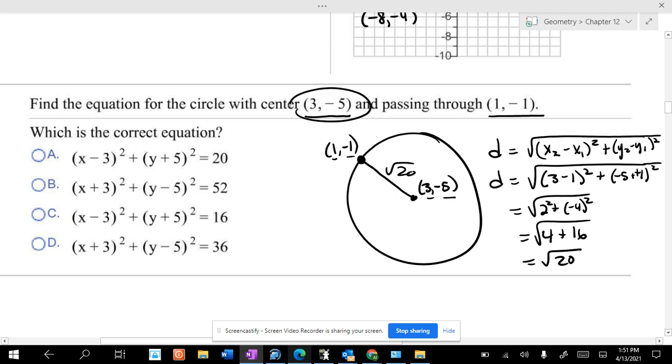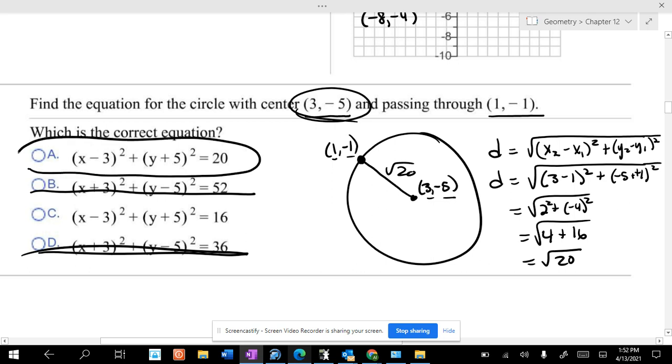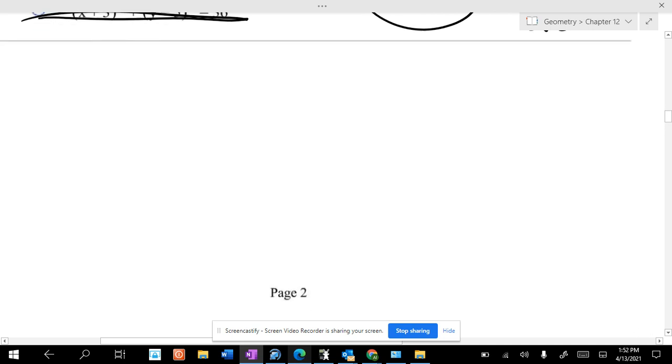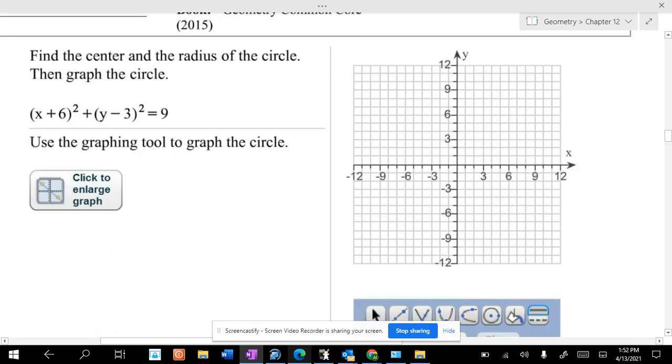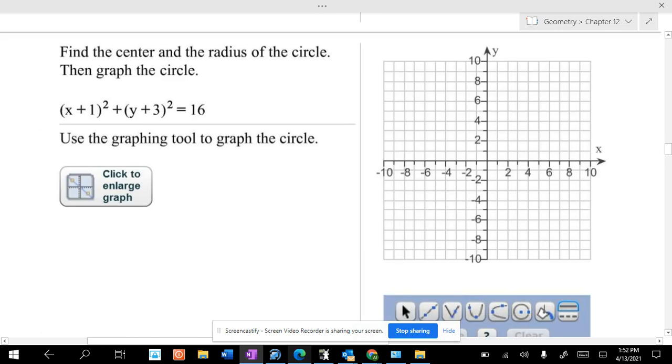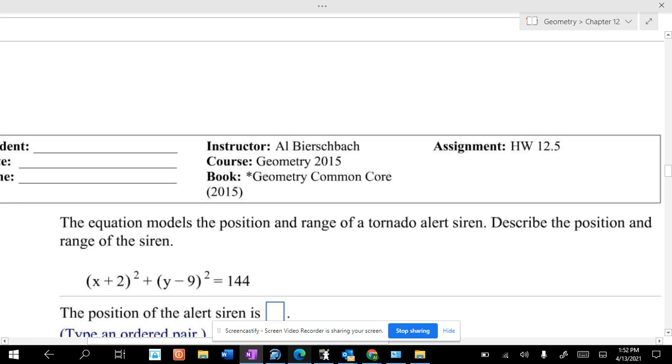So we know the center is 3, -5. So is it +3 minus 5 or -3 plus 5? -3 plus 5. So we get rid of these two. The square root of 20 squared is 20. Okay. You'll have to graph this one.